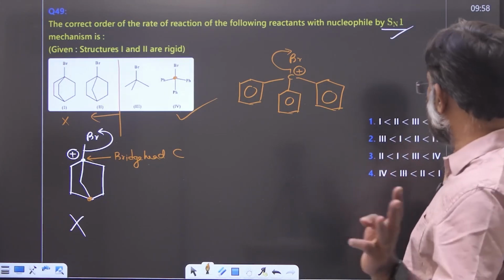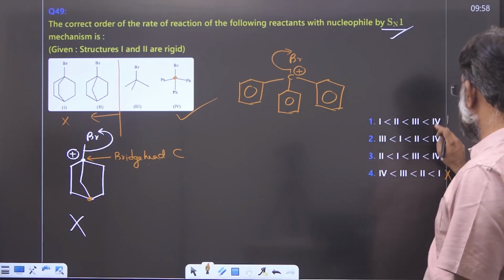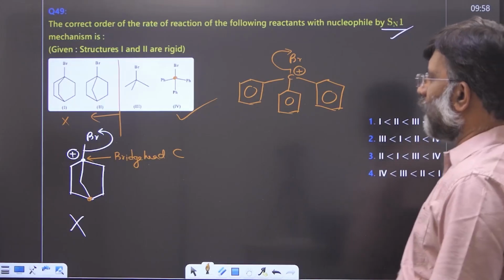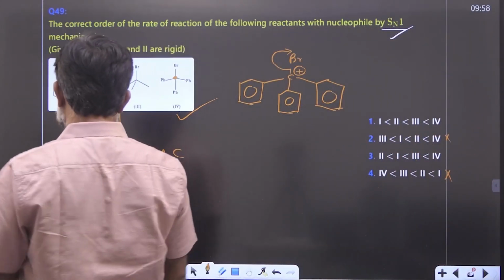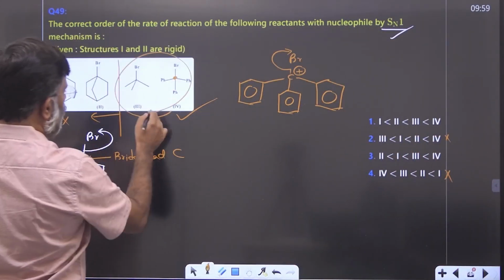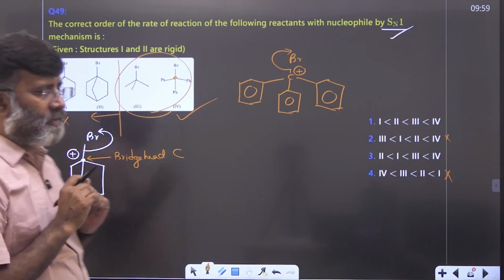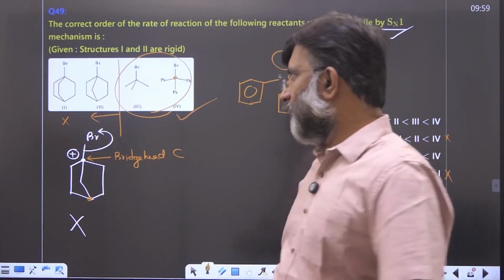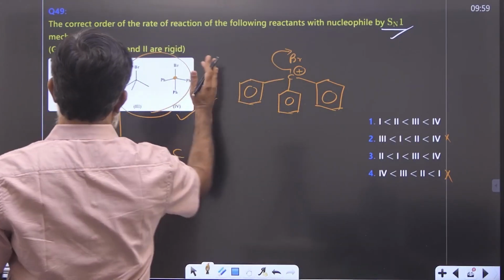After 4, it will be 3. This is out. So 1 or 3. Now coming to 1 and 2. So these two are high, and these two are less. We get 2 choices out by knowing these two are less and these two are more.